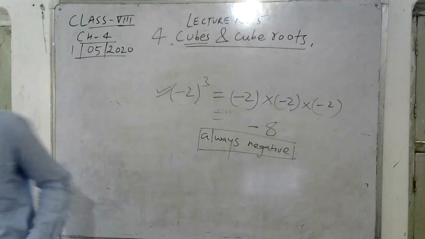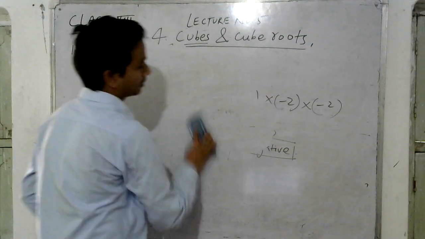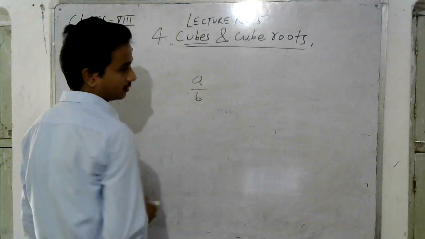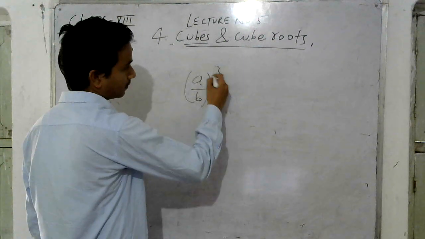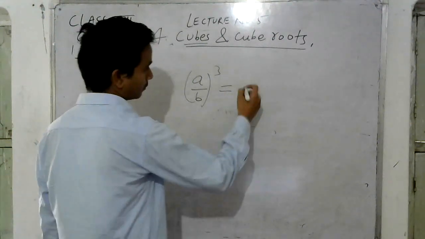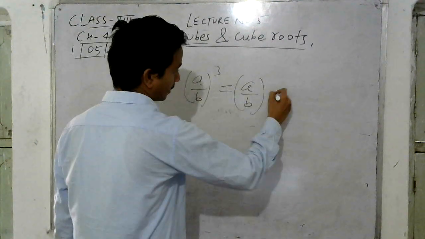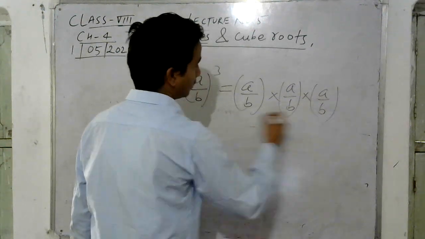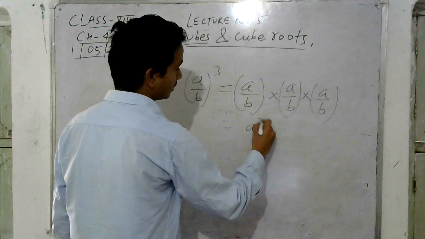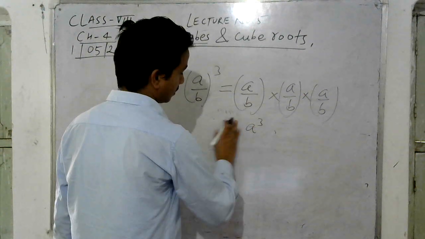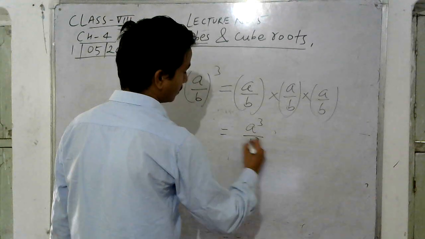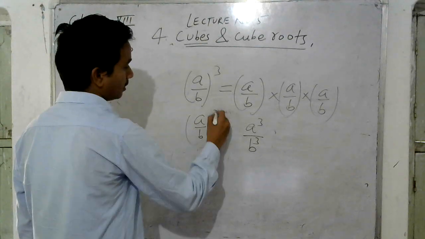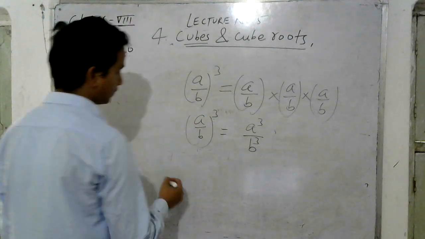Now we will study the cube of a rational number. So suppose the rational number is in the form a by b, and we want to take the cube of that. We know how to find the cube: multiply that rational number 3 times. So a is multiplied 3 times. I can write cube of a divided by cube of b. So a by b whole cube is equal to a cube divided by b cube.